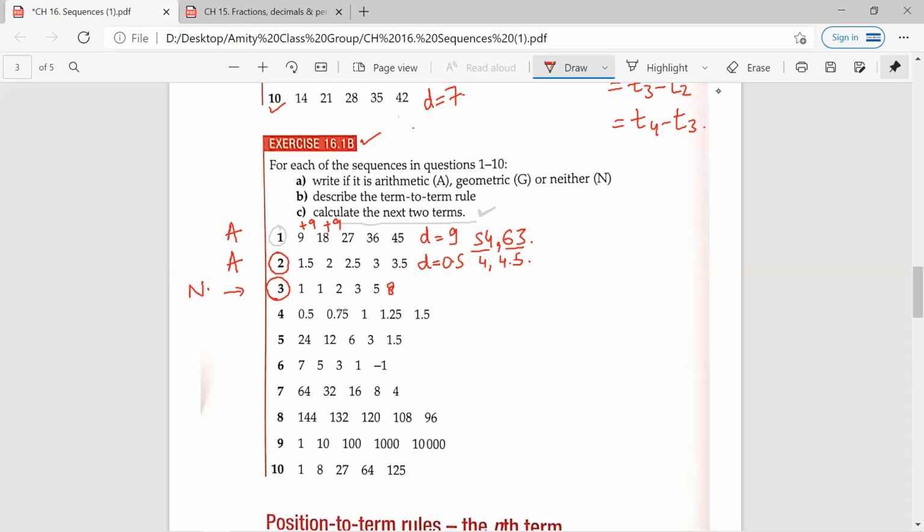8 and 12. Why 12? Because first time you added 0, then 1, then 2, then 3, then 4. So 8 plus 4 is 12. Where is the 4? So in the first, 1 plus 0 is 1, 1 plus 1 is 2, 2 plus 1 is 3, 3 plus 2 is 5.